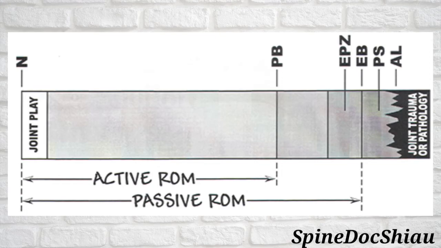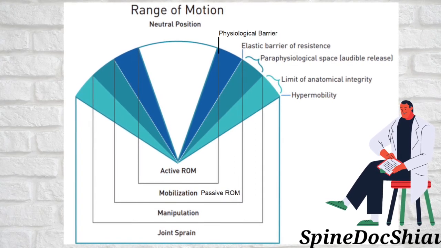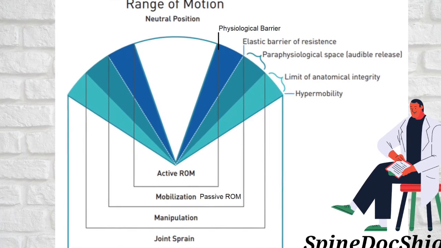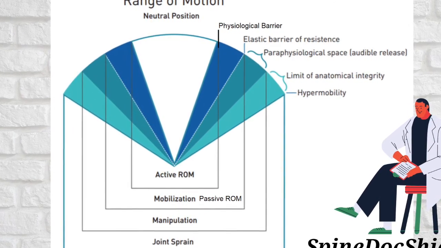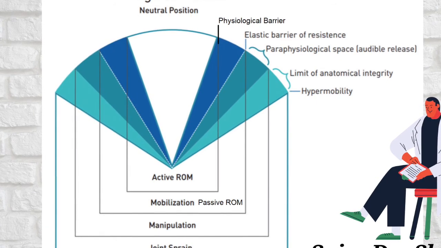Any breach of the anatomical limit may result in injury, which is why it's very important that your chiropractor is a trained and qualified professional to help deliver the adjustment within this paraphysiological space without entering the anatomical limit of integrity. In this video, we talked about the ranges of motion and where the chiropractic adjustment lives within the types of ranges of motion. We compared active versus passive range of motion, and we also compared the difference between a manipulation or adjustment versus a mobilization.